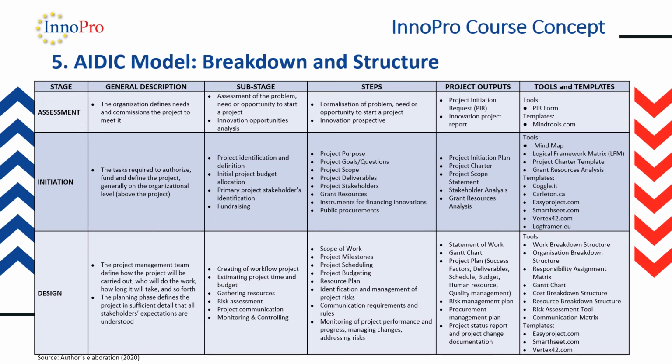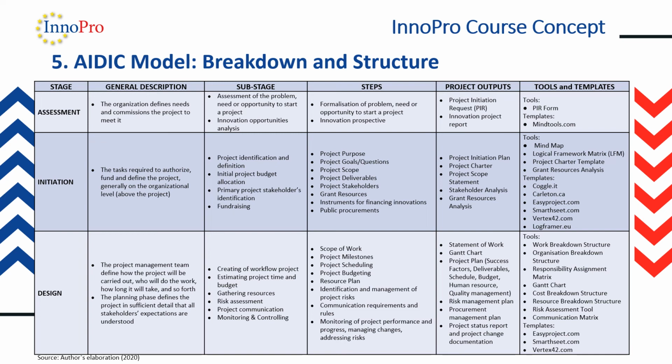And when we have a look, for example, at the initiation stage as an example, we can see some sub-stages such as project identification and definition, initial project allocation, primary project stakeholders identification, or fundraising. And these sub-stages are followed by steps. So for the project identification and definition, it is necessary to have a project purpose, to identify project goals, questions, scopes, deliverables, stakeholders, ground resource analysis, and so on. And these steps generally go to the project outputs.